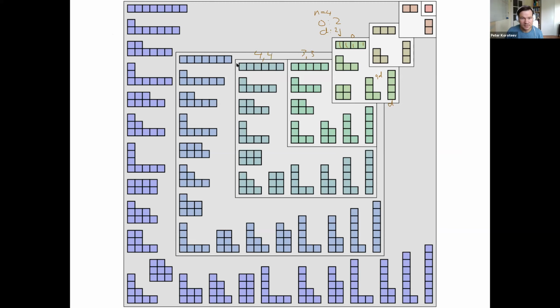So this is odd. This is odd. What else is odd? 5, 1. This is odd. And 3, 3, right? So this is odd. So there are 3 odds, 4 odds, and distinct. This is distinct. This is distinct. This is distinct. This is distinct.